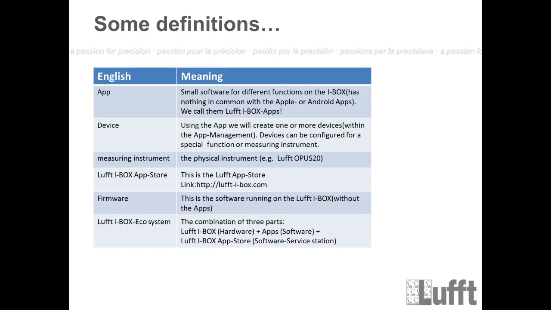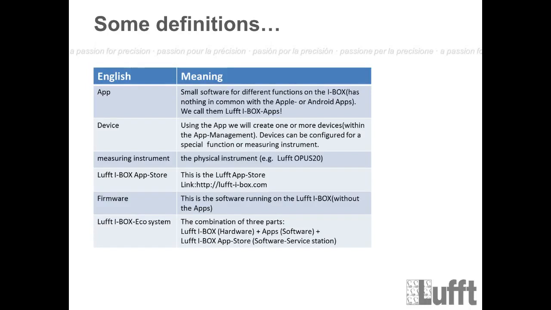Then we have the measuring instrument. That's the real physical instrument, for example, Lufft Opus 20. Then we have the Lufft I-BOX App Store. This is the store where you can download current or all possible apps for the i-BOX. And you see also a link here: lufft-i-box.com, and you will enter the Lufft I-BOX App Store.